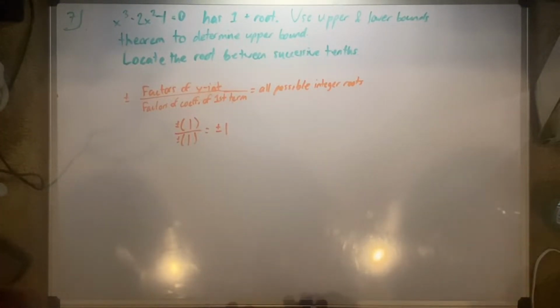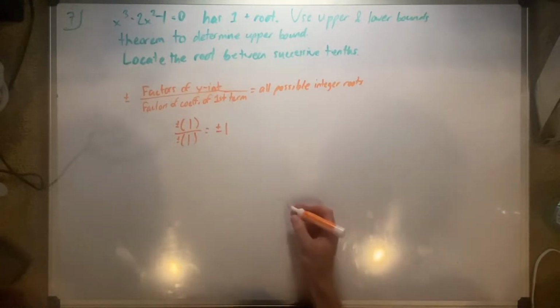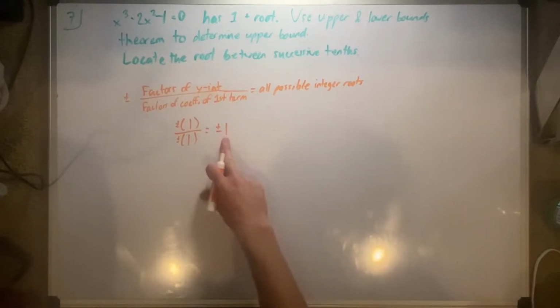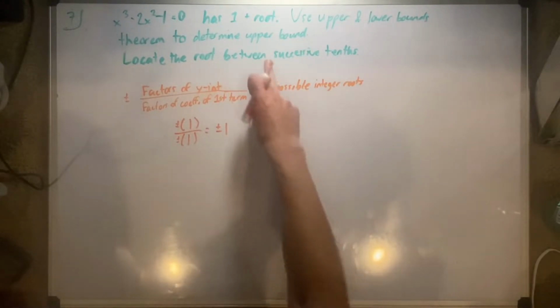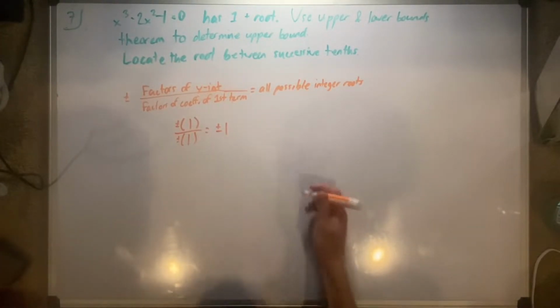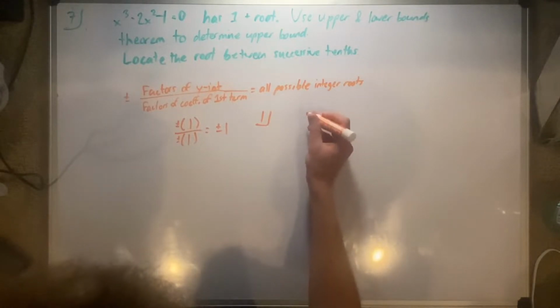So now we'll use the upper and lower bounds theorem to determine the upper bound. The upper and lower bounds theorem only works when you use synthetic division, so let's try to synthetic divide. We know that the possible integer roots are positive and negative 1. We want to determine the upper bound, so we're going to start with our positive stuff. The only one we need to use is the number 1, so we're going to put the number 1 up here.